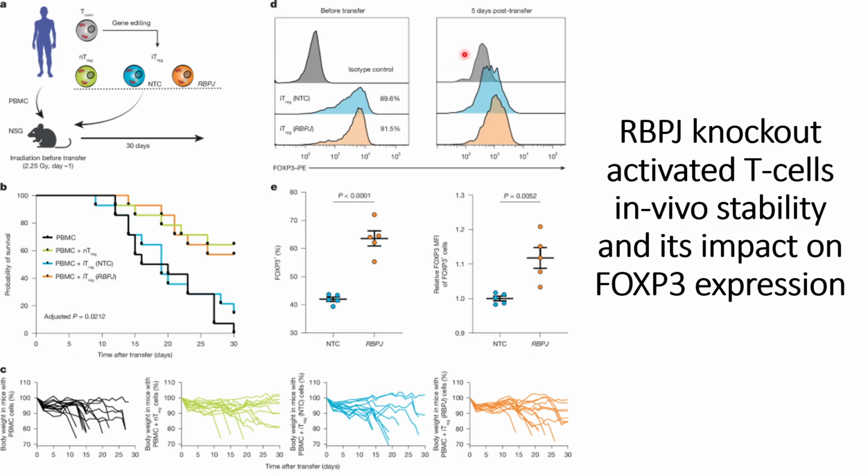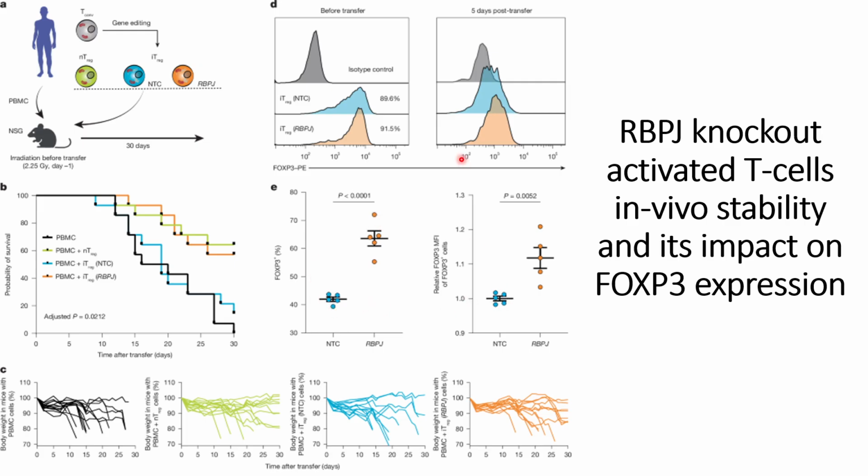And 5 days post transfer, they are able to see that FOXP3 expression goes down in both cases compared to the before-transfer case. And when they quantified these flow cytometry results, they can see that in the RBPJ knockout, the FOXP3 expression is significantly higher compared to the control case.